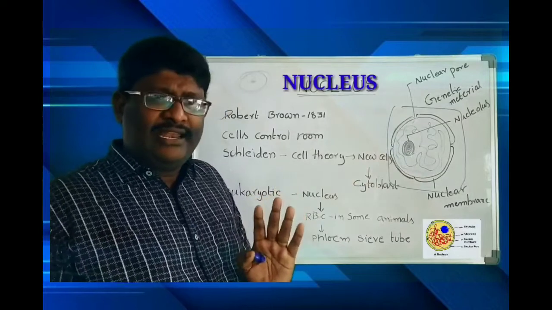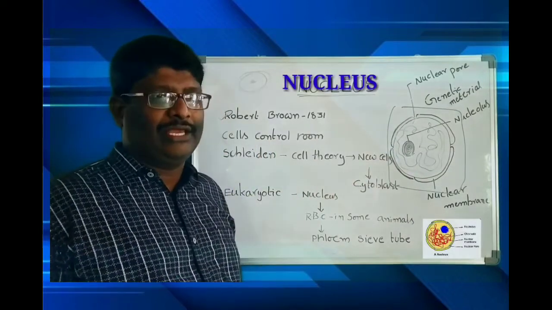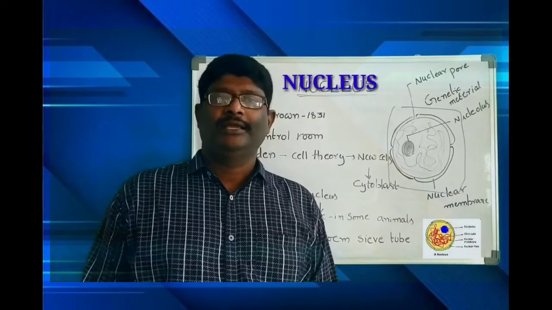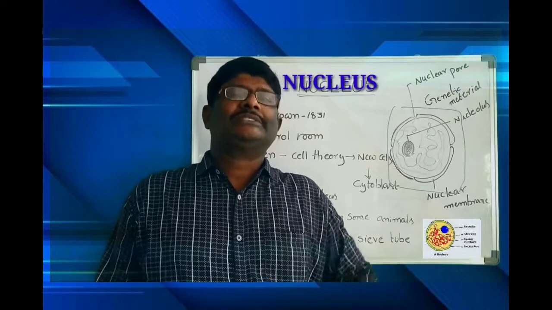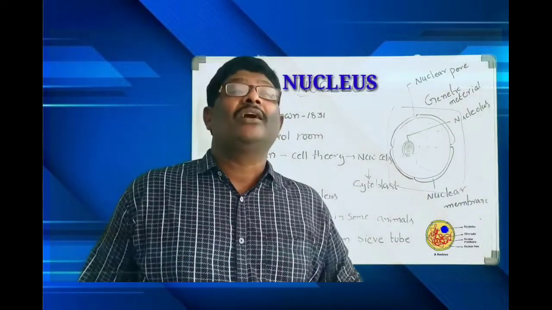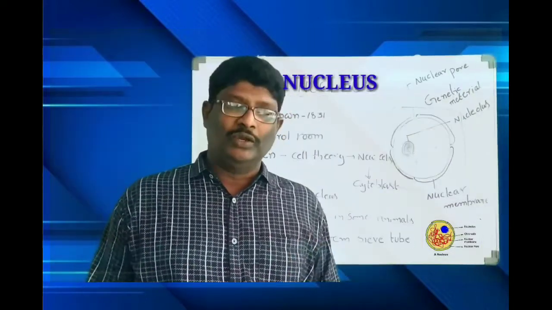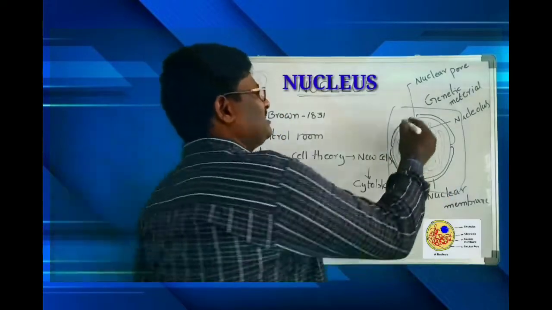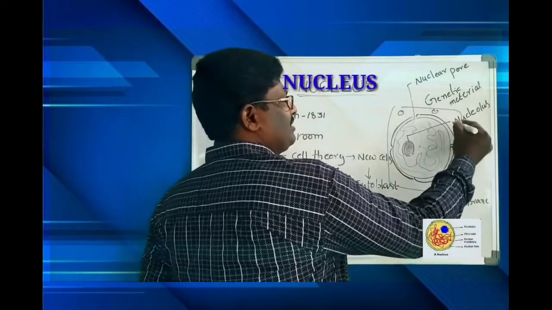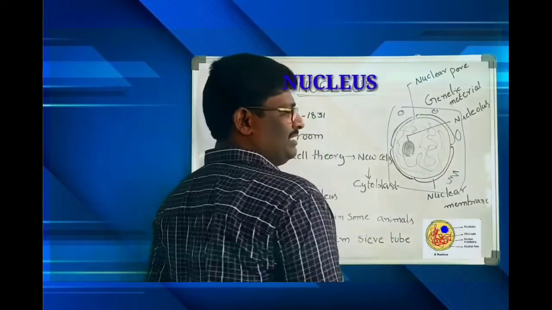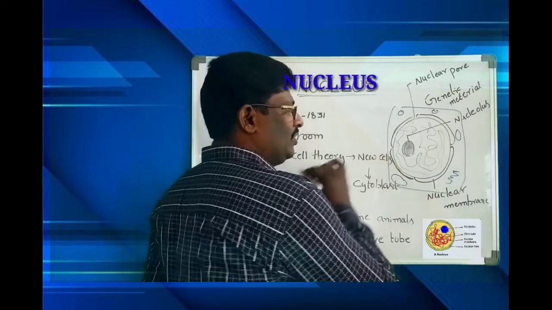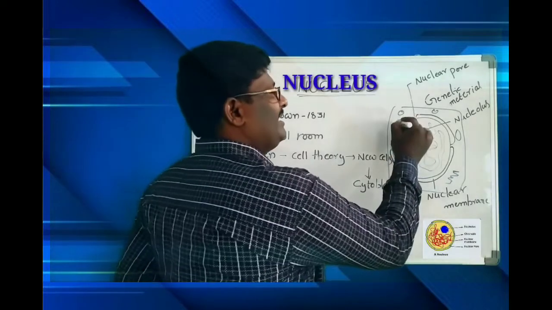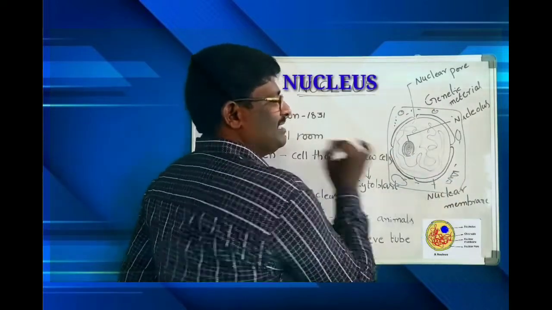Actually, inside the cell, so many organelles are there. What are they? Ribosomes, lysosomes, mitochondria, endoplasmic reticulum, Golgi apparatus, vacuole. So many cell organelles are there inside the cytoplasm of the cell.